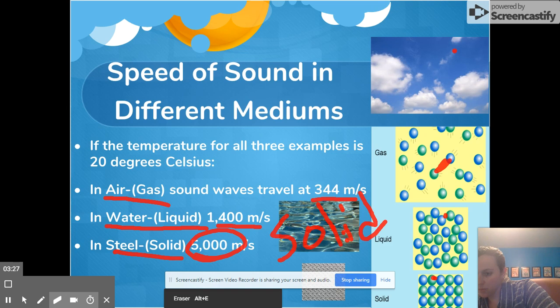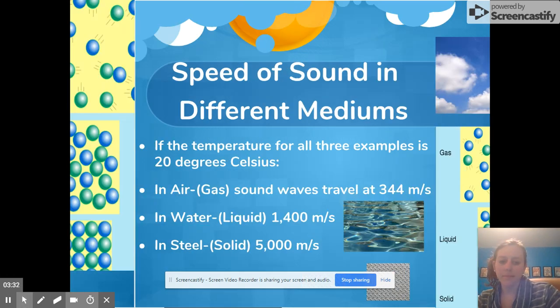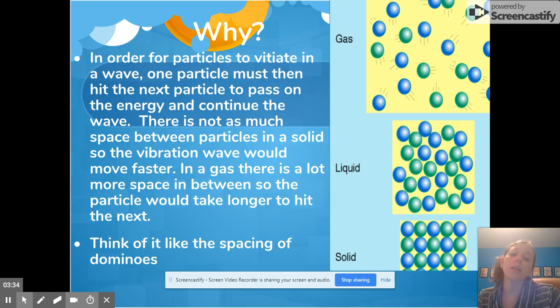So to further explain, I'm going to read this to you so that you can fill in your blanks, and then we'll recap. In order for the particles to vibrate in a wave, one particle must hit the next particle in order to pass on the energy and continue the wave. There is not as much space between the particles in a solid, so the vibration wave would move faster.